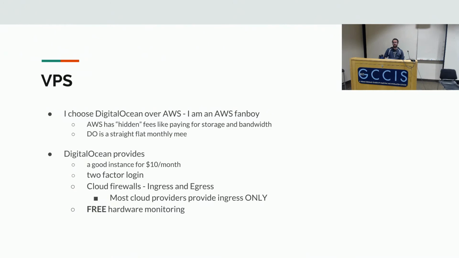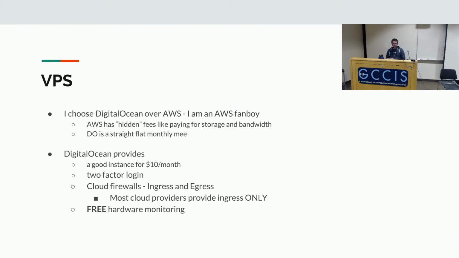So VPS stands for Virtual Private Server. I chose DigitalOcean, although I am an AWS fanboy if you've ever talked to me. AWS has what I like to call hidden fees. The upfront costs they show you on AWS do not include storage, and do not include bandwidth. Those are additional charges, so it's not a flat rate fee. DigitalOcean gives you a straight flat monthly fee, so every month you're going to be paying $5. Pretty simple, that's why I chose it. I didn't want any of the hidden fees, as I so call them.